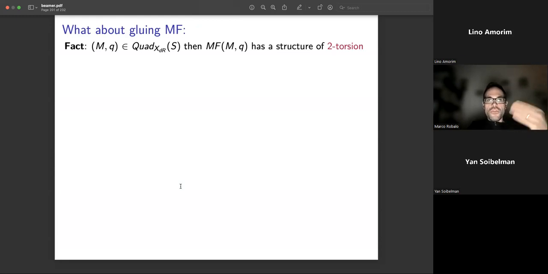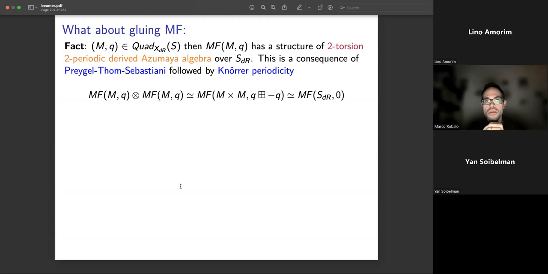So MF, if we take a quadratic bundle, you can take MF, which is a 2 torsion DG category, 2 torsion, 2 periodic. 2 periodic it was already; 2 torsion comes from this Thom-Sebastiani theorem, which tells you that MF of Q tensor MF of Q is MF of the product. And MF of the product, or every time you have something like this which has a Lagrangian inside, the diagonal gives you a Lagrangian here. You can identify with MF of the point, of the base, with the zero function. This last isomorphism is the Knörrer periodicity.